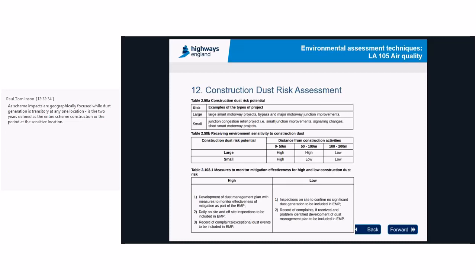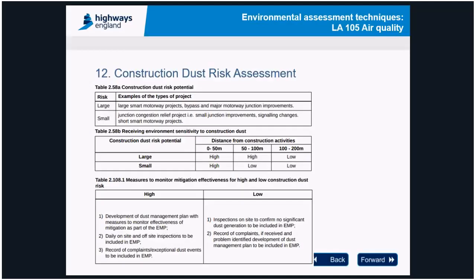For example, construction or breaking up a bridge and reinstalling one could be quite dusty, but it may be very localized. Alternatively, upgrading a junction is unlikely to result in lots and lots of dust activities. And if people are some distance away, they're unlikely to receive a lot of dust, with dust dropping out fairly rapidly.